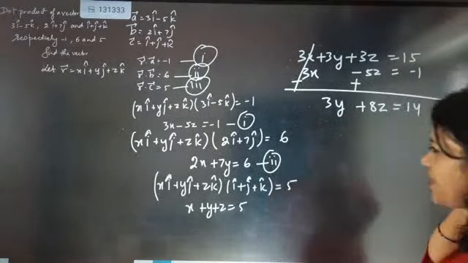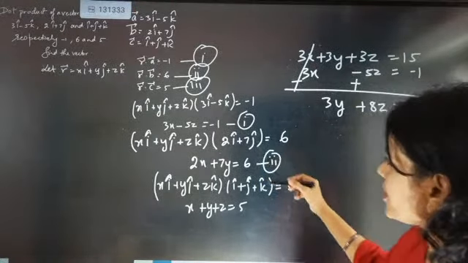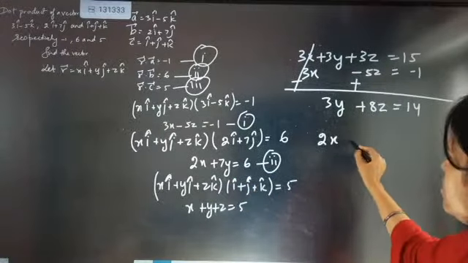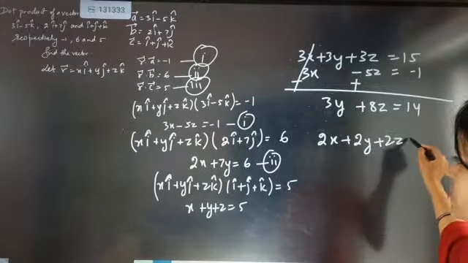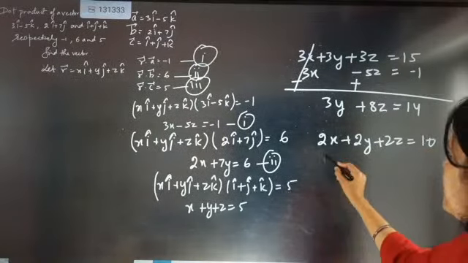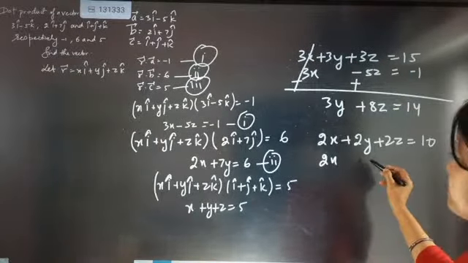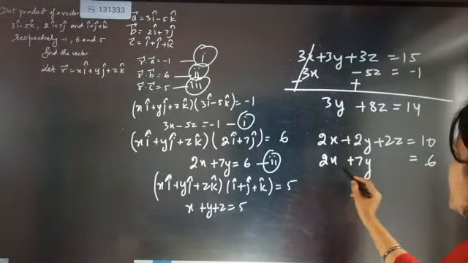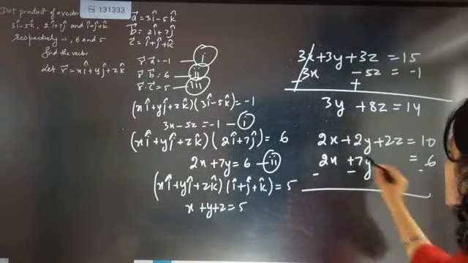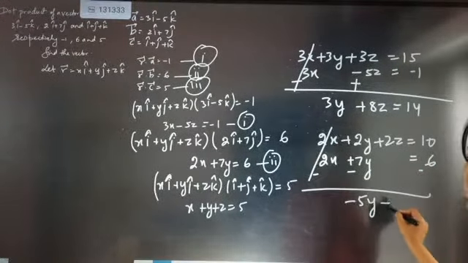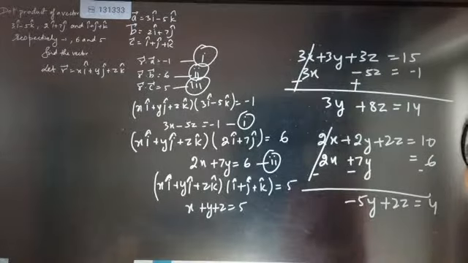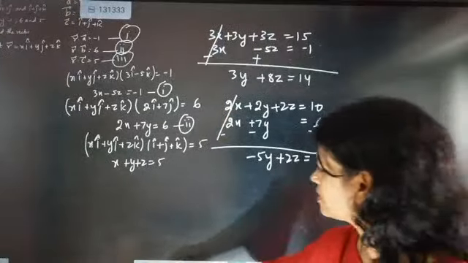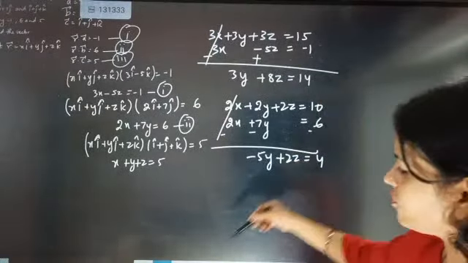And here x and y are there. So now I am just going to subtract this one, and this one I am going to subtract. 2x plus 2y plus 2z equal to 10. Now 2x plus 7y equal to 6, minus, cancel, minus 5y plus 2z equal to 4. Now the y and z form came. Story over. The y and z form is coming.